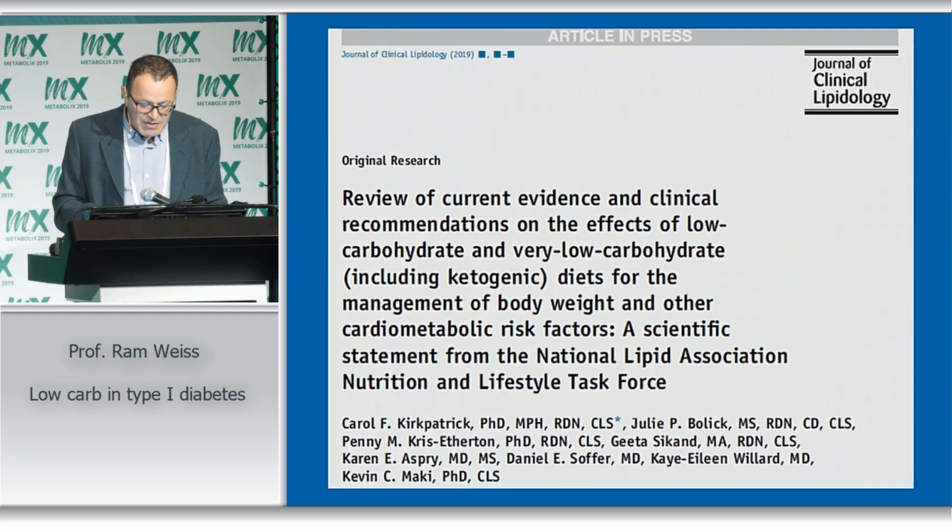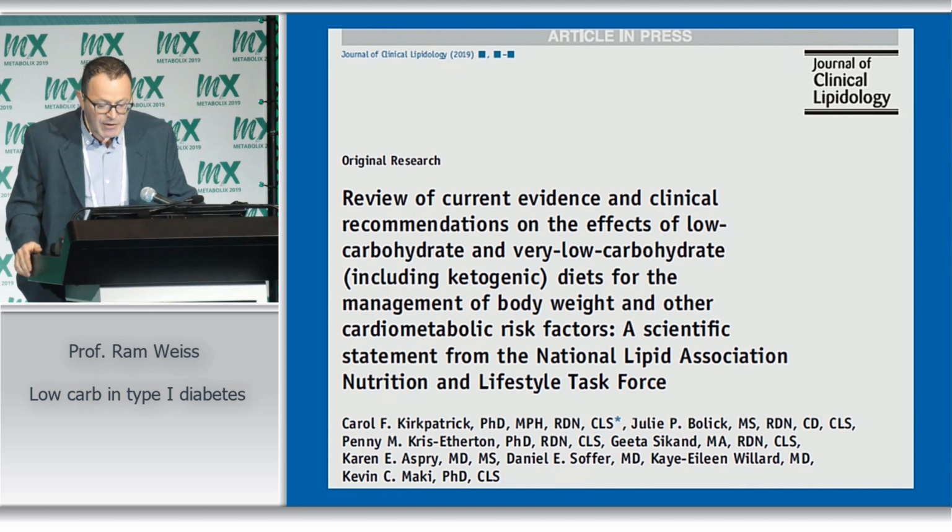And just my last slide, this just came out about 2 days ago, and I urge everybody in the room to read this. It came in the Journal of Clinical Lipidology. It's an excellent review and a scientific statement, which gives all the data very objectively, not very anti, and I think everybody will enjoy it.